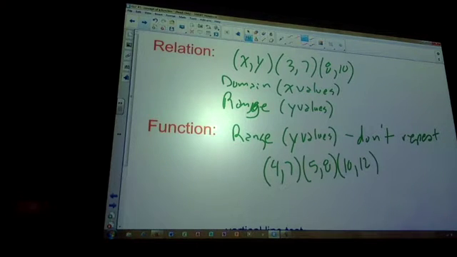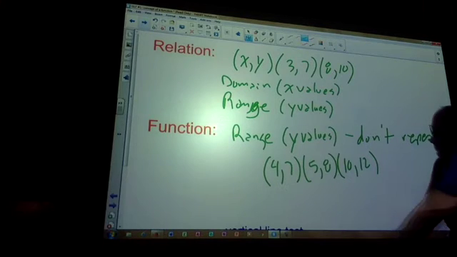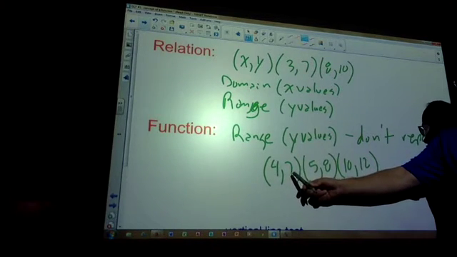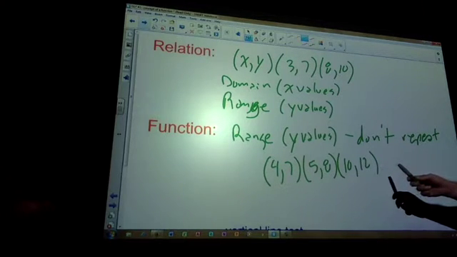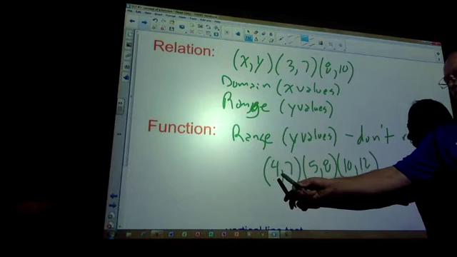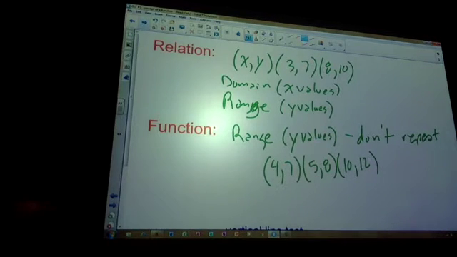Okay, first off, this is a relation because we have x and y values, correct? This relation is a function because none of my y values repeat. I have a y value of a 7, I have a y value of an 8, and I have a y value of a 12. The x values are 4, 5, and 10 in this case. So, as far as the relation goes, if the y value repeats even once, even if you had like 10,000 numbers and one of the y values repeated, it's not a function.